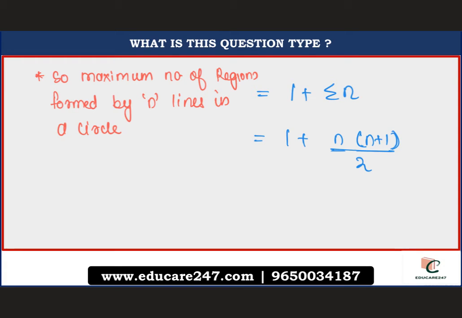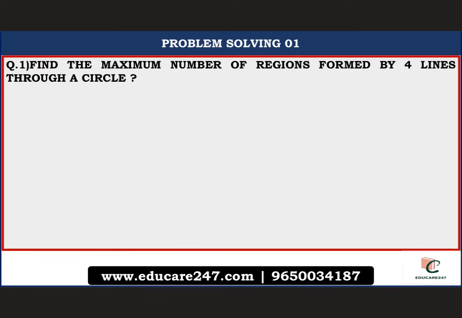And the summation of n can be written as n into n plus 1 by 2. This is as simple as it goes. I showed you the practical derivation of this as well. Now let us have a look at the questions, and questions will be of this level only. Do not expect much more complex levels because 99% of the students would not know this formula and this method. Find the maximum number of regions formed by 4 lines through a circle.